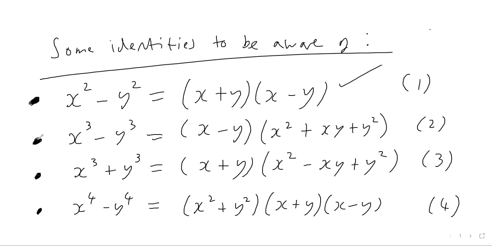But this next one, this second one, may be a little bit new to you. x cubed minus y cubed is equal to x minus y times x squared plus xy plus y squared. You can either just learn that result, and you can just learn all of these if you want to. But we can actually try and justify why that's the case. So let's think about this one.